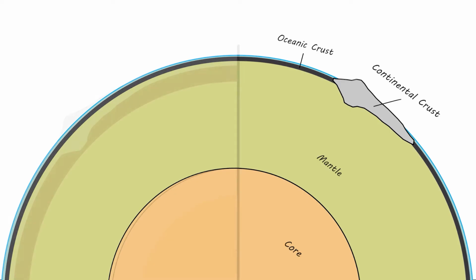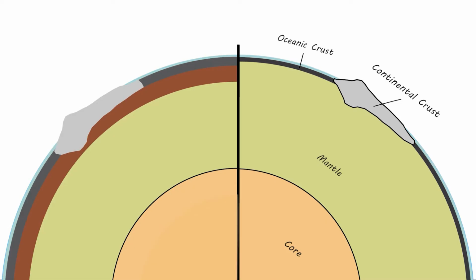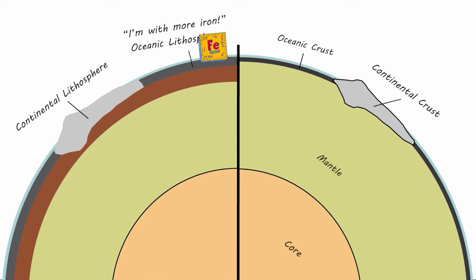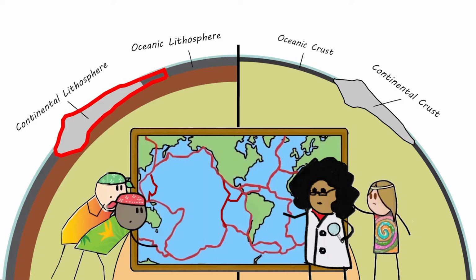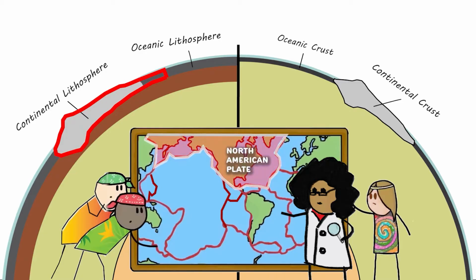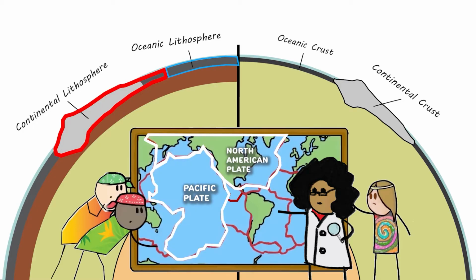Because of these two very different kinds of crust, there are two different types of lithosphere: continental and oceanic. Oceanic lithosphere is more dense than continental lithosphere because its crust contains minerals with more heavy elements like iron. A single plate can also be made of partly oceanic and partly continental lithosphere, such as the North American plate. A plate can also be entirely oceanic, such as the biggest one, the Pacific Plate.